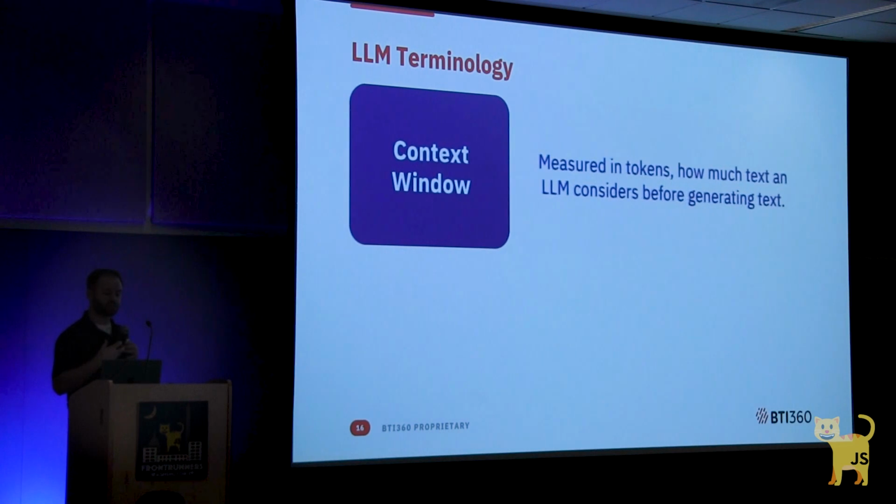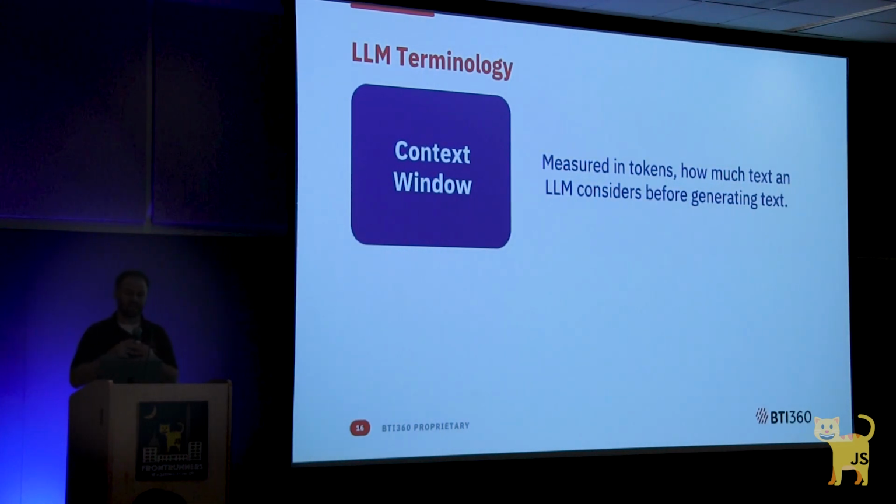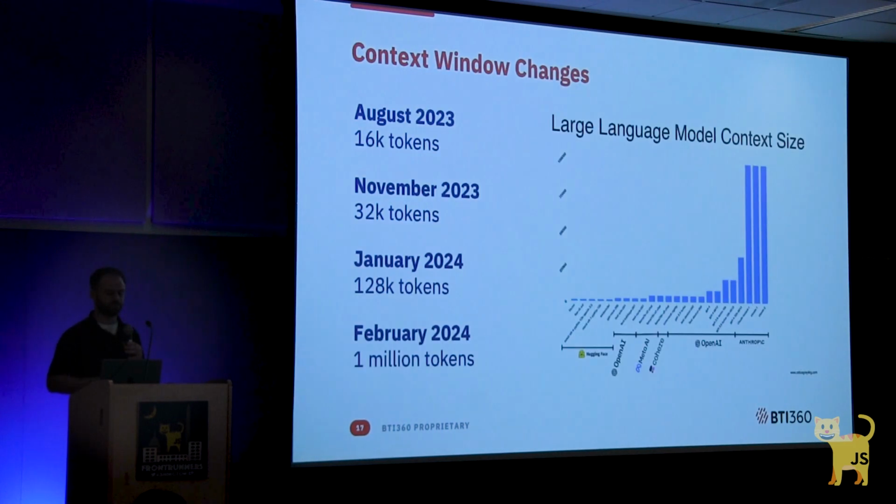So the next thing we need to understand is context window sizes. The context window is measured in tokens, and it talks about how much text an LLM can consider before generating it. Think about the LLM context window like a brain. You can only fit so much information before you just can't comprehend it anymore. That's how it kind of works.